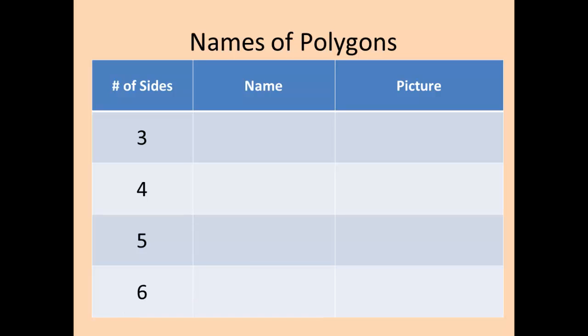A 3-sided polygon is what we call a triangle, which we all knew. And we could draw a couple pictures of triangles. They come in different shapes, but they all have 3 sides. The next polygon has 4 sides, and it is called a quadrilateral.